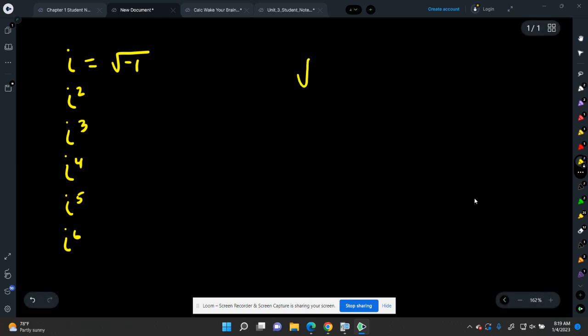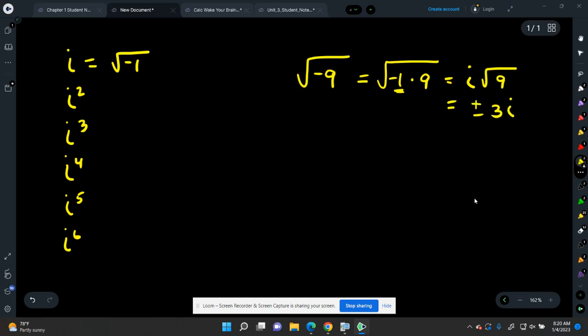So if I have the square root of -9, as soon as you see that negative number, we're thinking of it as -1 times 9. The square root of -1 is I, so we would take the I out, and then we take the square root of 9. So we'd have plus or minus 3I. I is the square root of -1.